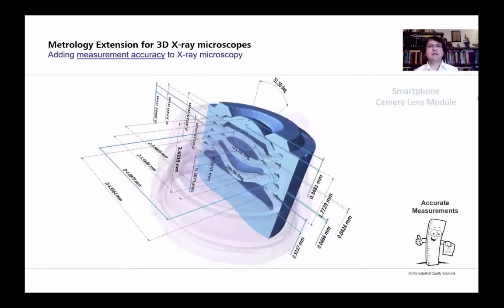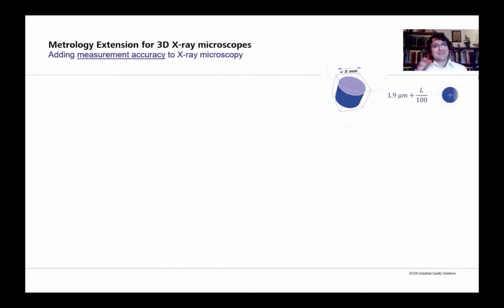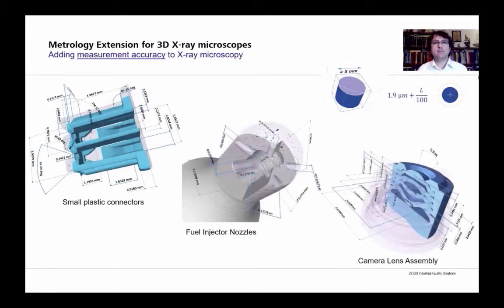And this is one of the typical applications. For example, a smartphone camera lens assembly with geometries not accessible to traditional tactile or optical CMMs. And there are several other examples in which this metrology solution we are proposing for 3D X-ray microscopes can be used. So basically, now you have the capability of doing both high-resolution imaging, microscopy, plus metrology. So you can do both at once now.